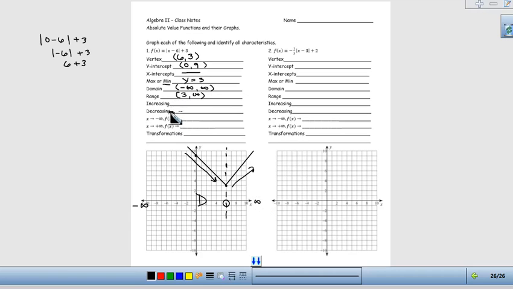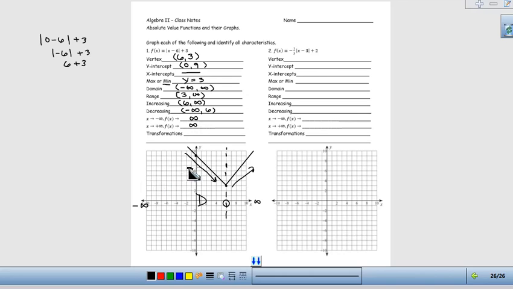Make sure that you write your answers on the correct line. So increasing occurs between 6 and infinity, and decreasing from -infinity to 6. End behavior. As x approaches -infinity, we're talking about the left side of the graph. Where is the graph headed? It's headed to +infinity. As x approaches +infinity, the graph is also headed to +infinity.